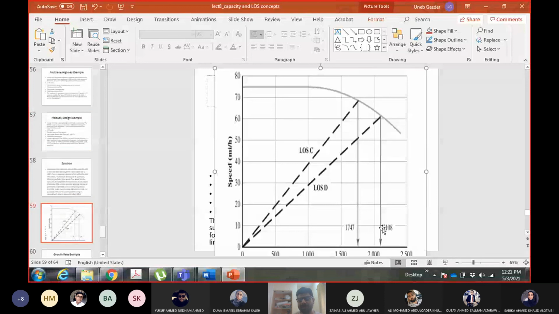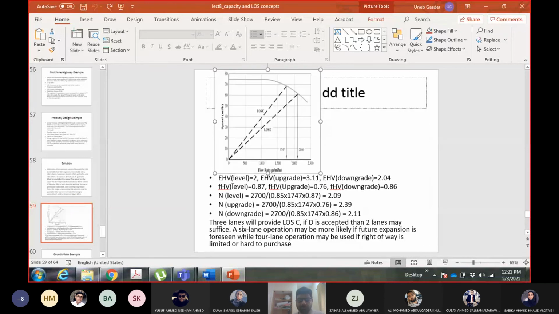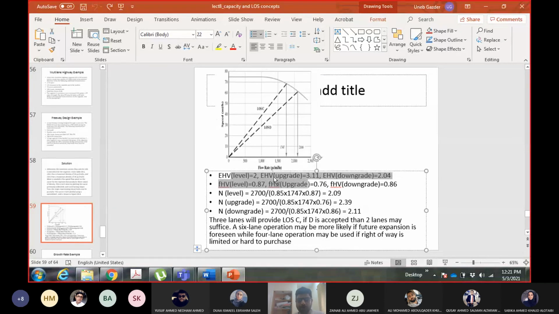So for C it is 1747, for D it is 2108. They only plotted the two lines which were required, 1747 for C and 2108 for D. So EHV we already got from the tables, and FHV we already calculated.